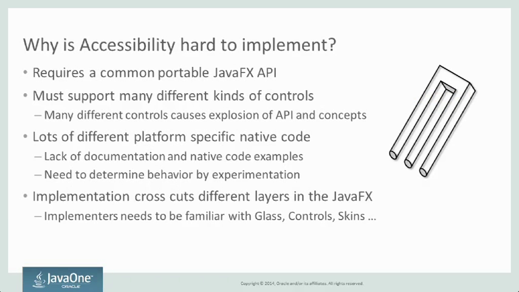So what really made accessibility so hard? Well, it needs a common portable API, and it has a different implementation way down underneath. So it has to have an implementation for Mac and an implementation for Windows. There are all these different controls, and they have their own different behavior, and it makes a lot of API to implement to make a control be accessible.